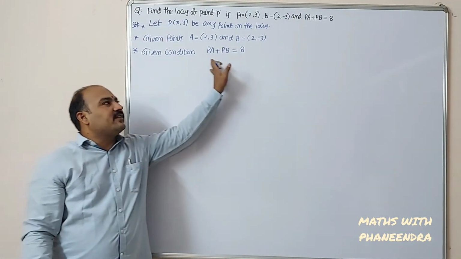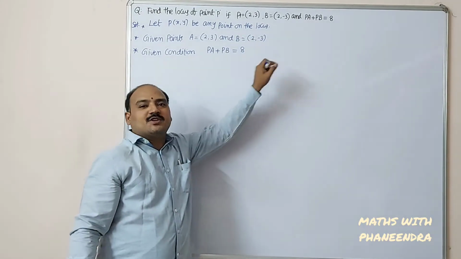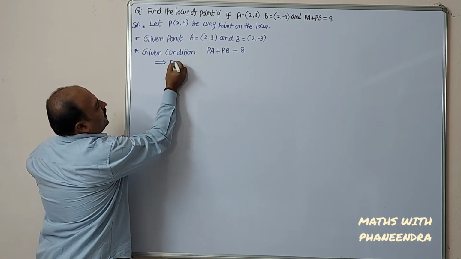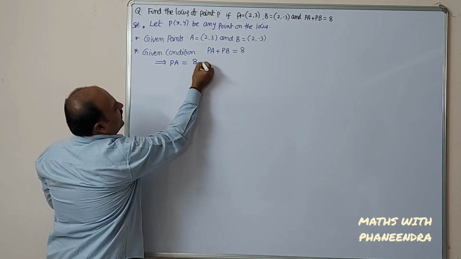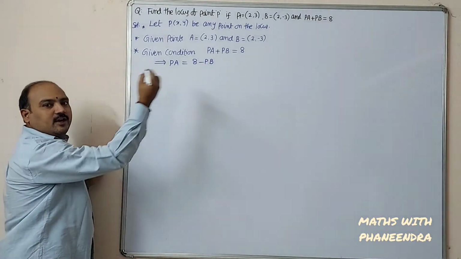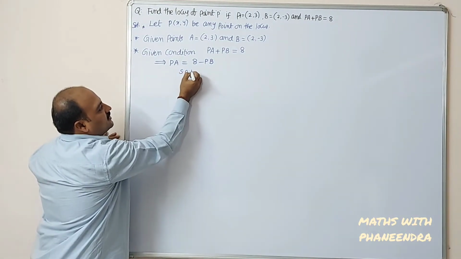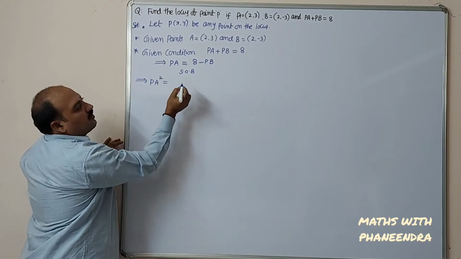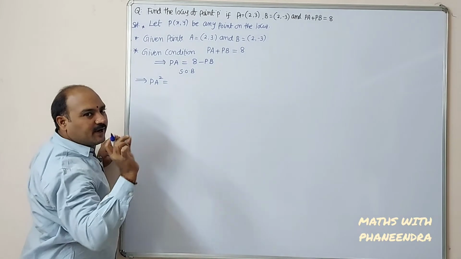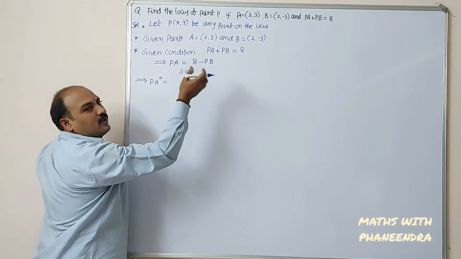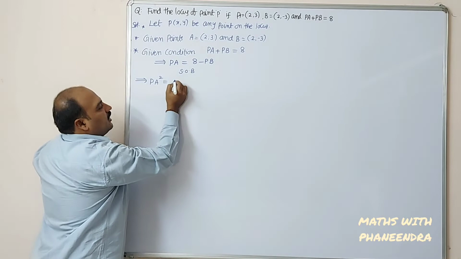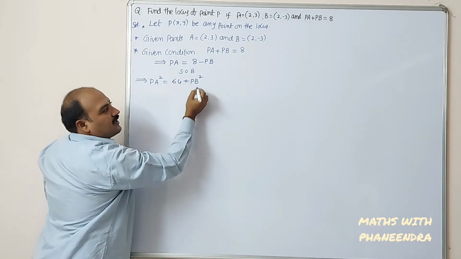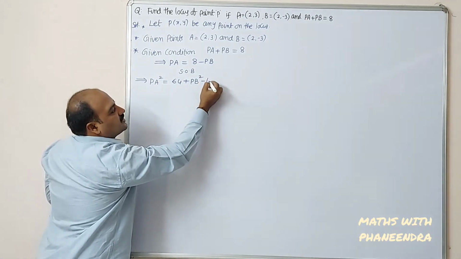See, after writing this given condition, PB we can take to this side. So from here, PA is equal to 8 minus PB. After taking to that side, squaring on both sides. So PA whole square, PA square, (a minus b) whole square expansion. Directly I am writing, students. Generally (8 minus PB) whole square, after that you can write it, but I am writing directly 8 square: 64 plus PB square minus 2 into 8 into PB, minus 16 PB.